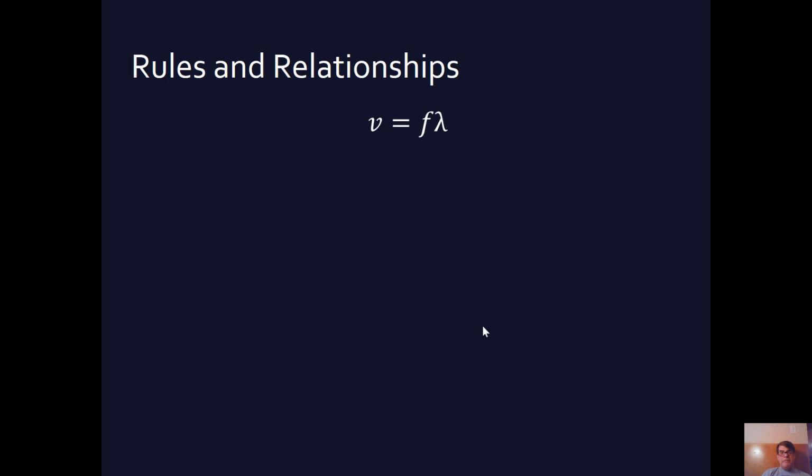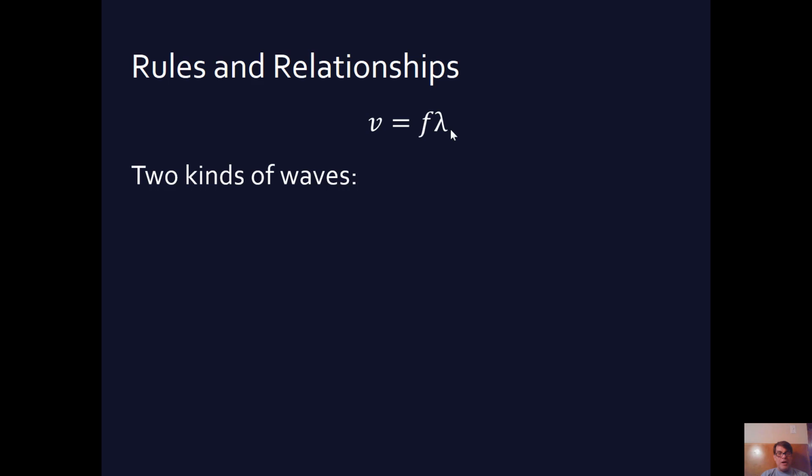Okay, what are the basic rules? Well, velocity equals f lambda. I don't know how you want to remember that. But the velocity of a traveling wave is equal to the frequency times the wavelength. This makes sense because the frequency is cycles per second and the wavelength is meters per cycle. Cycles cancel out, and you get meters per second, or whatever the unit is.